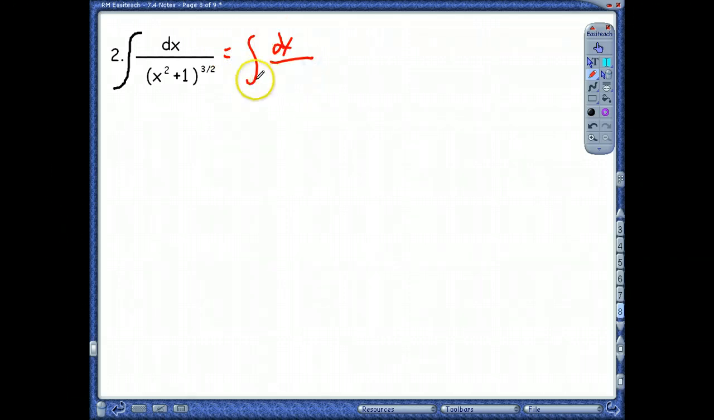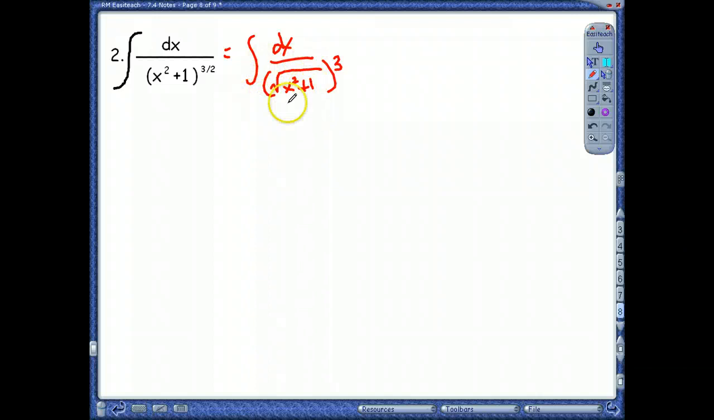I can rewrite this instead of having this quantity to the 3/2 power. I can take the square root of the quantity and then cube it. So now I have that radical showing. That's going to let us know we need to use a trigonometric substitution.